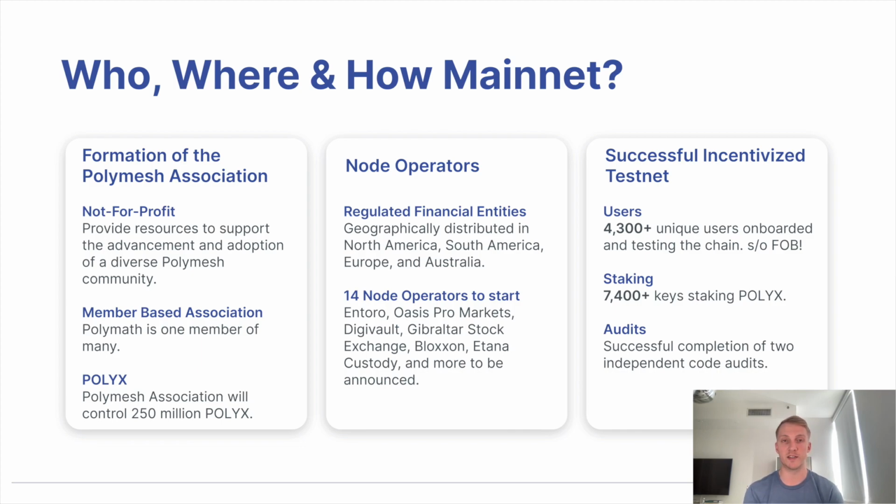And finally, we wanted to have a successful incentivized testnet. We actually had over 4,300 unique users onboarding to the chain, onboarding meaning actually passing a KYC process, which is very unique to Polymesh. Not most blockchains do that. And a big shout out to F. O'Brien and the rest of the Polymesh community for helping us test, squash bugs, and make Polymesh the best it can be. Finally, before launch, we'll have the successful completion of two independent code audits. Again, very important in terms of security and having the best blockchain possible once you launch.